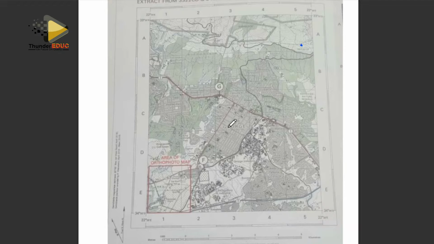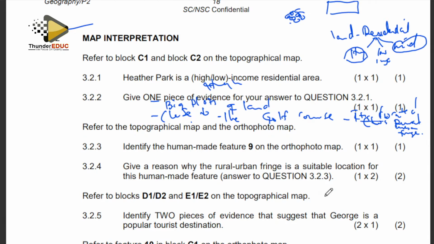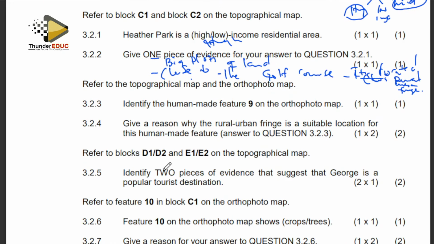Then you can talk about the industrial zone. It can be located far away from the industrial zone because industries make a lot of what? A lot of noise. Those are the things that you should apply. It's application. Okay. Refer to topographical map and the orthophoto map.